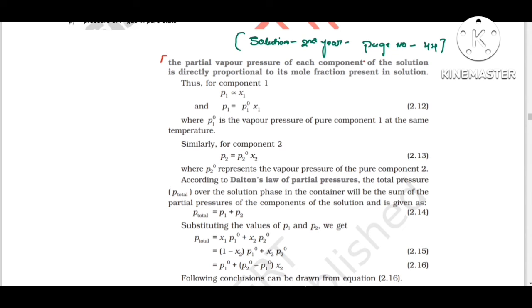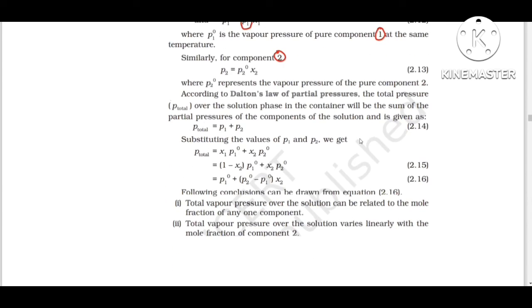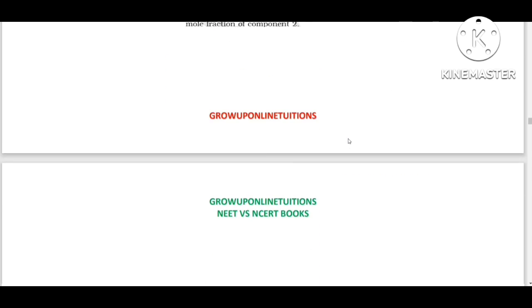Now let us discuss the concept. The partial vapor pressure of each component of the solution is directly proportional to its mole fraction present in solution. That gives rise to P1 equal to P1 naught into X1, where X is the mole fraction and P1 naught is the vapor pressure of pure compound 1 at the same temperature. For compound 2, it will become P2 equal to P2 naught into X2. According to Dalton's law of partial pressure, the total pressure, Pt, over the solution phase in the container will be the sum of the partial pressures of the components of the solution, so P total is equal to P1 plus P2.